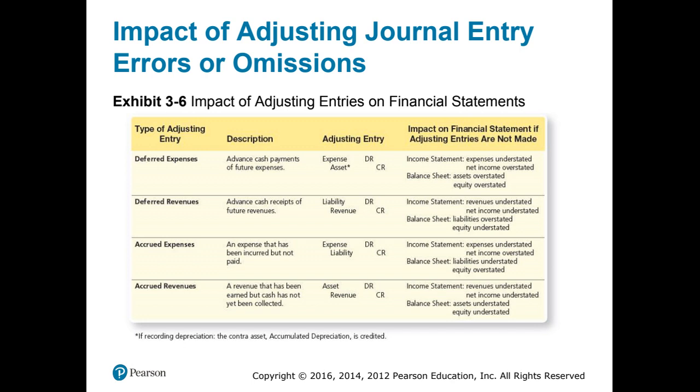Accrued revenues are a revenue that has been earned, but cash has not yet been collected. For accrued revenues, you're going to debit the asset and credit the revenue. On your income statement, your revenues would be understated and your net income would be understated if you failed to adjust for accrued revenues. On your balance sheet, your assets would be understated and your equity would be understated if you failed to report your accrued revenues.